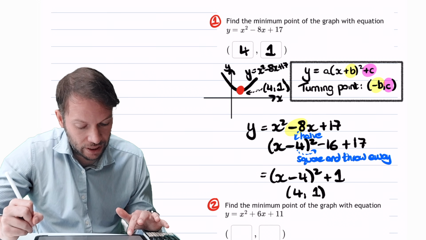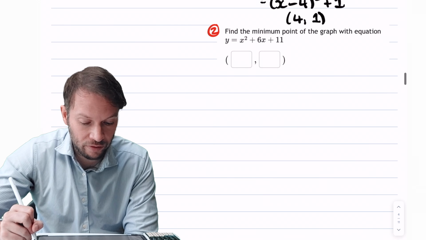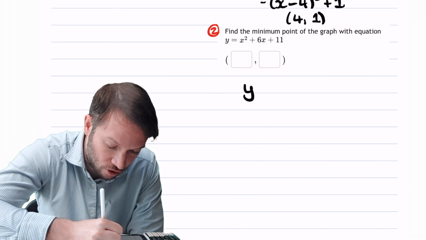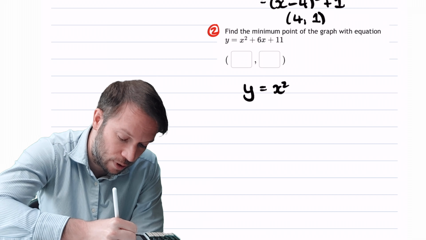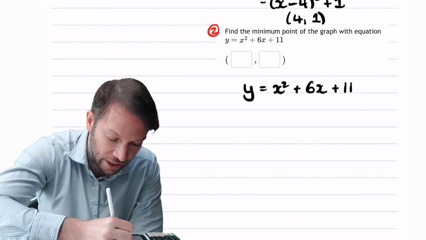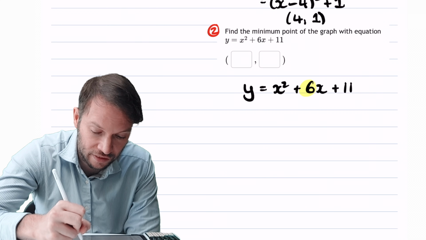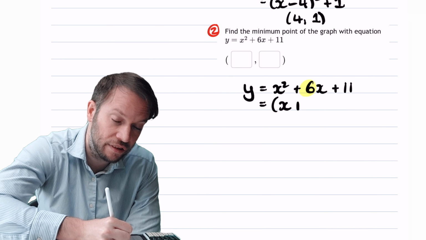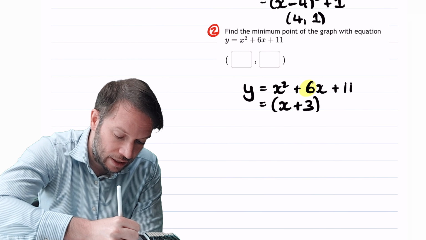What about the second one here? We want to find the minimum point of the graph of equation y equals x squared plus 6x plus 11. So let's just copy it out again. And we need to complete the square first. So we first halve what number's in front of the x term. The coefficient of x is 6, so we halve that to become 3. So we write open bracket x plus 3, that half number, squared.